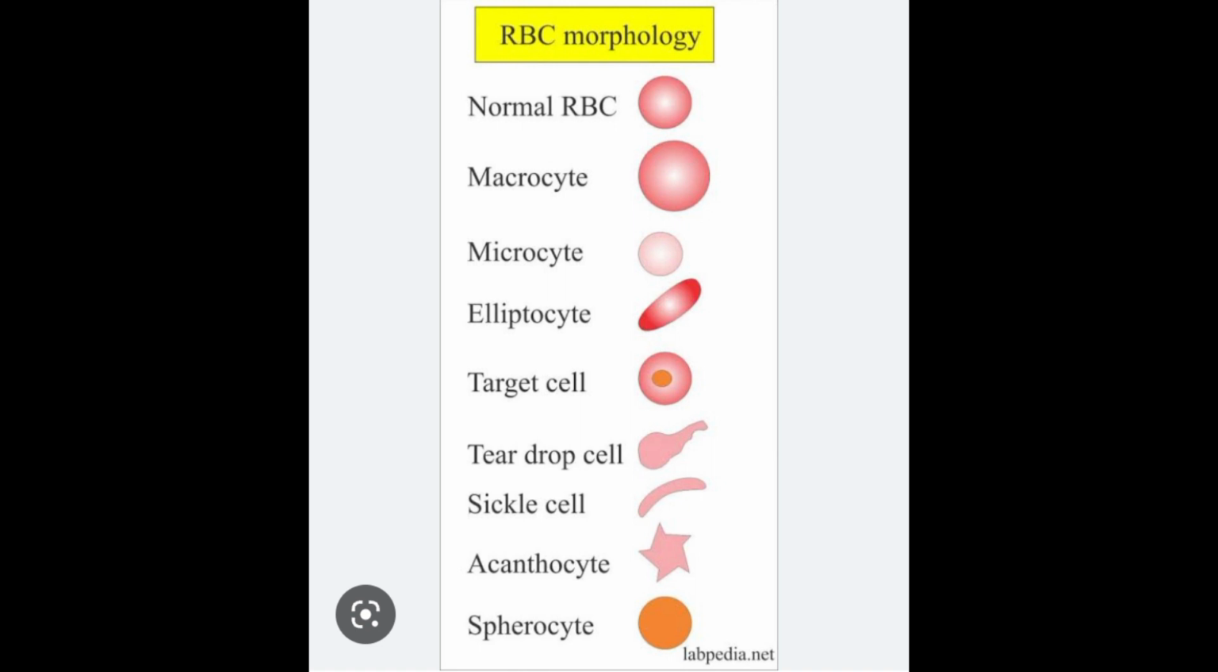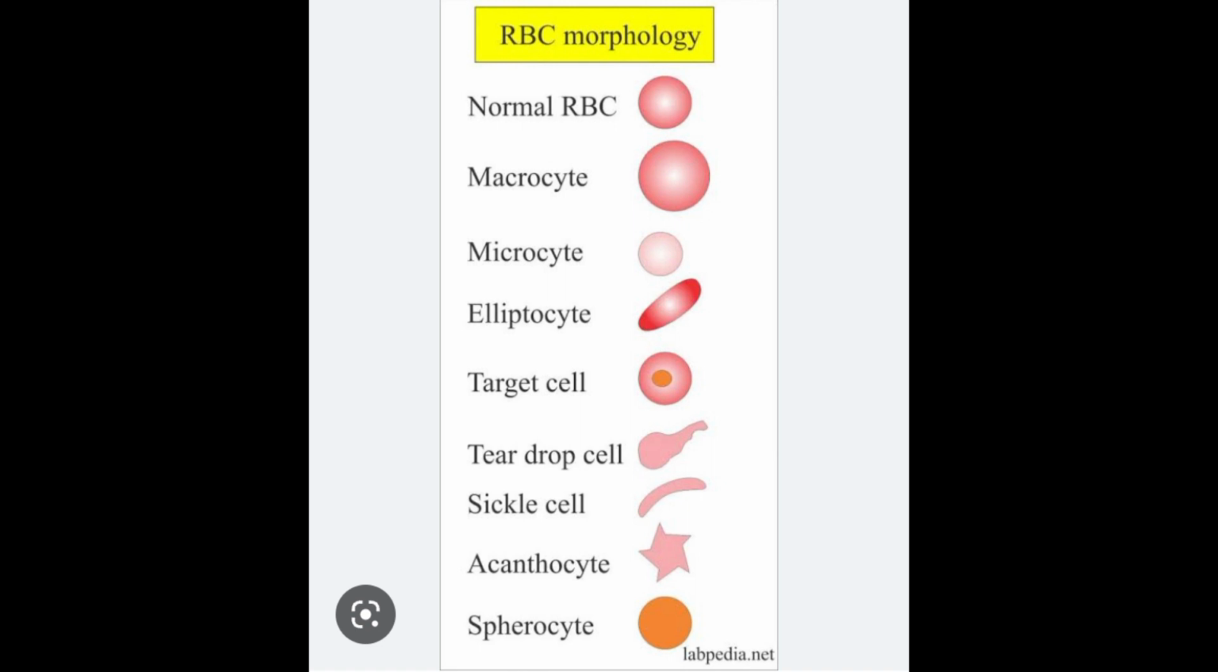Size variation: microcytic RBC. The microcytic RBCs are smaller RBCs having a diameter less than 6 micron. They are present in thalassemia, iron deficiency anemia, or it may be hereditary. The presence of microcytic RBC is known as microcytosis. Macrocytic RBC. The macrocytic RBCs are larger RBCs having a diameter of 7.8 micron. It is associated with megaloblastic anemia. The presence of macrocytic RBC is known as macrocytosis.